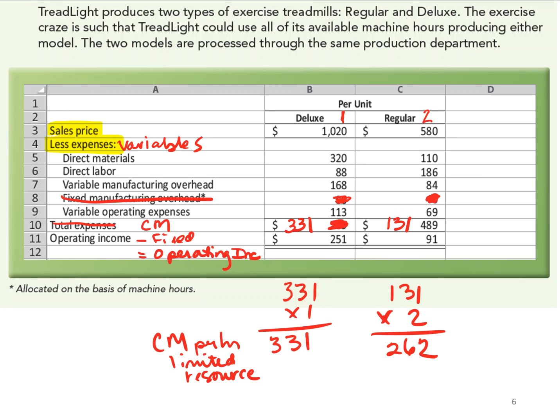So in this particular scenario, the company should produce the item that has the highest contribution margin per unit of constraint. And in this particular example, it is the deluxe. So the company should focus on manufacturing and selling the deluxe model over the regular model.